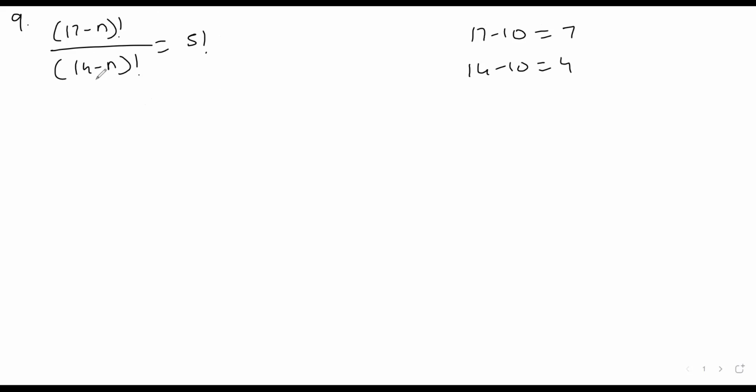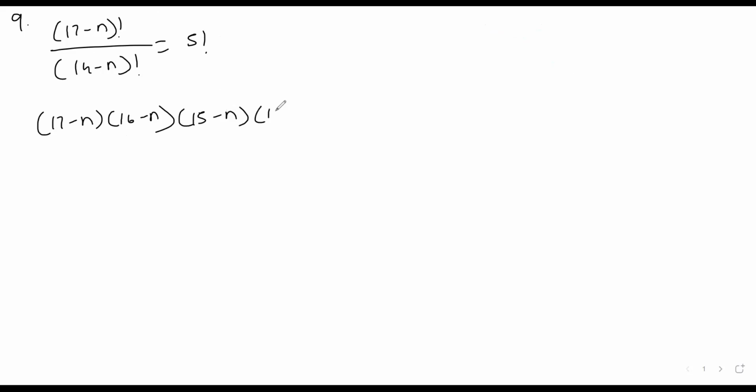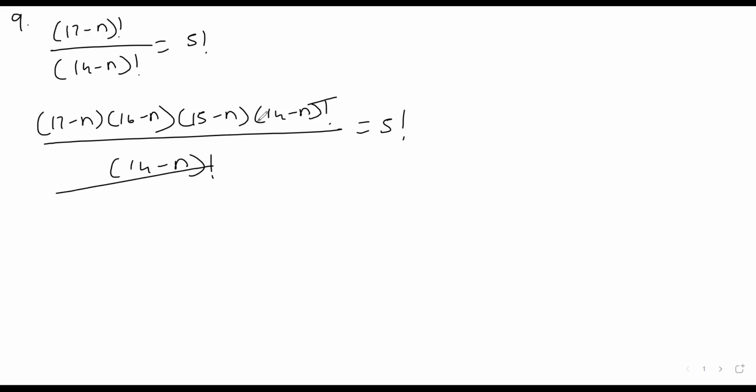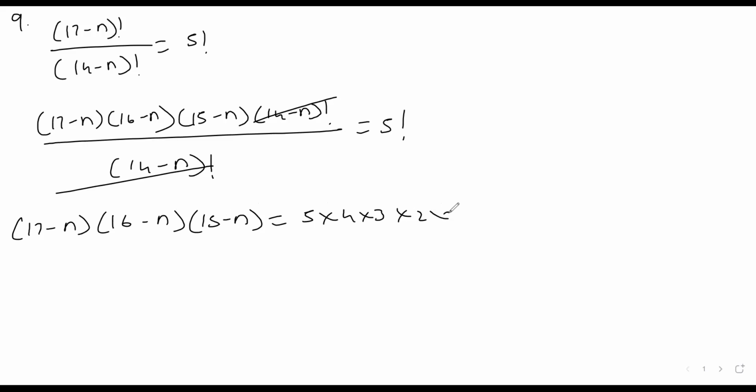If I do minus 1 on this, I get this at the end. Okay. So I can say 17 minus n, 16 minus n, minus 1 gives 16 minus n, 15 minus n, 14 minus n factorial, whole thing upon 14 minus n factorial is equal to 5 factorial. This is 17 minus n, 16 minus n, 15 minus n is equal to 5 into 4 into 3 into 2 into 1.